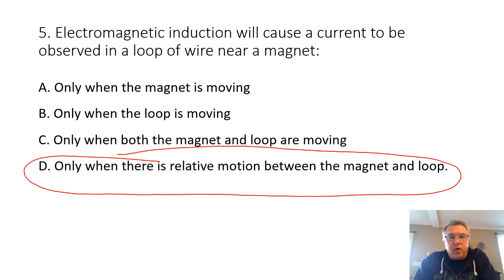Remember, in order for a current to be induced in a wire by a magnetic field, there only has to be relative motion between the magnet and the loop. The magnet can be stationary and the loop can be moving, or the loop can be stationary and the magnet can be moving. Both of them could also be moving in relation to one another, as long as they're not both moving at the same speed in the same direction, because the relative motion between them would be zero in that case. So as long as there's relative motion between those two, then a magnetic field or a magnet will induce a current in a wire.